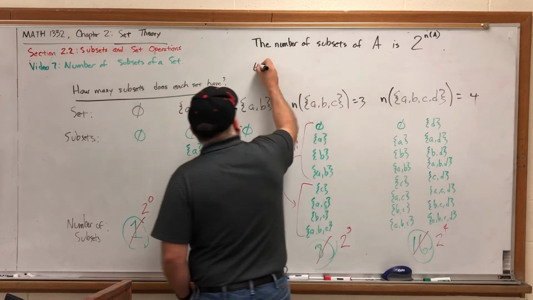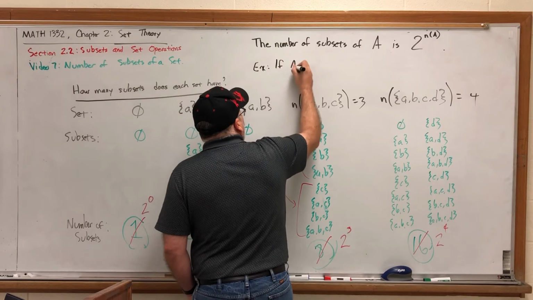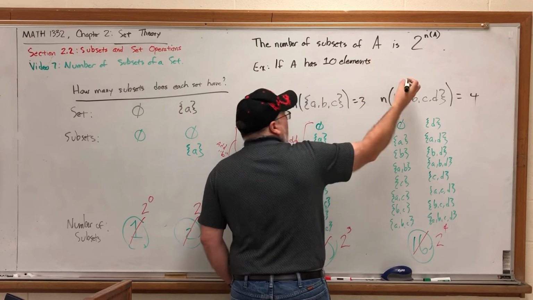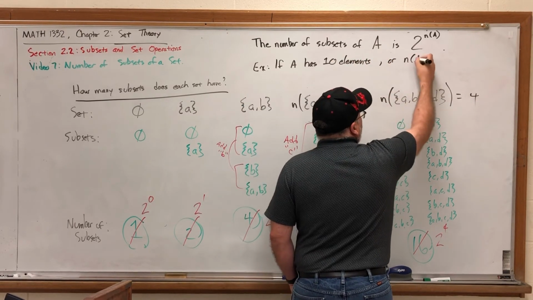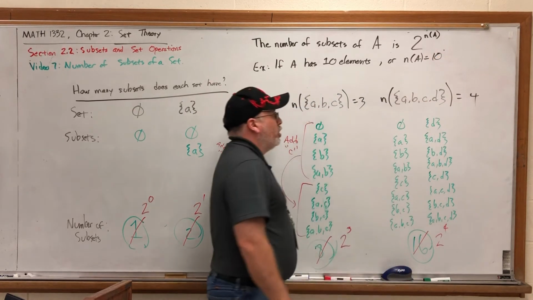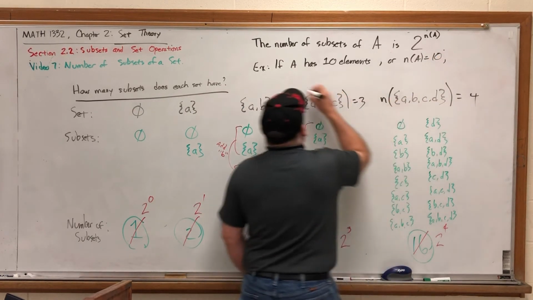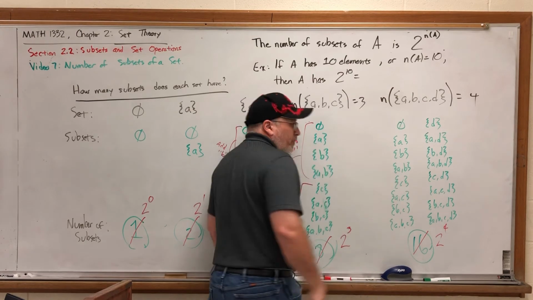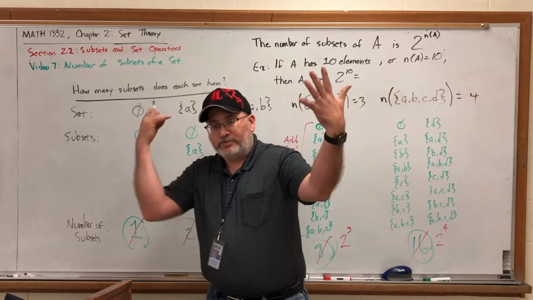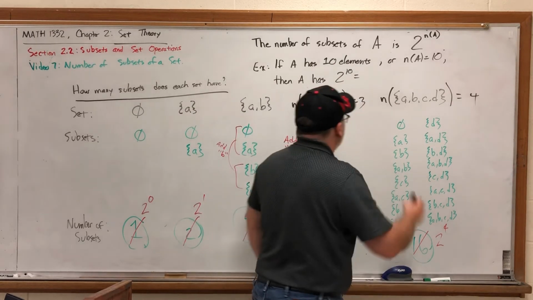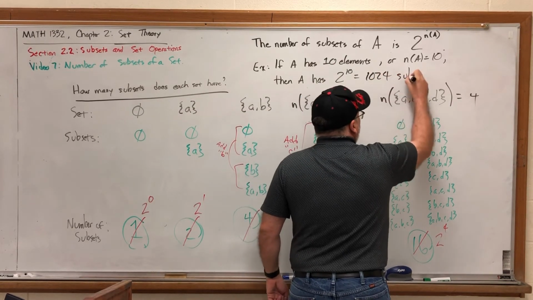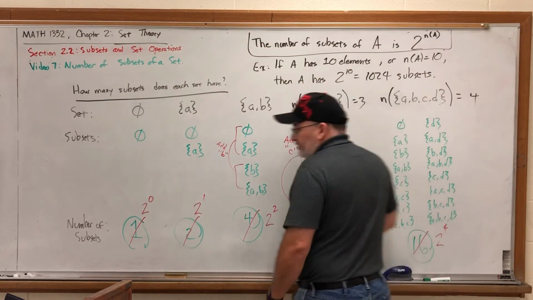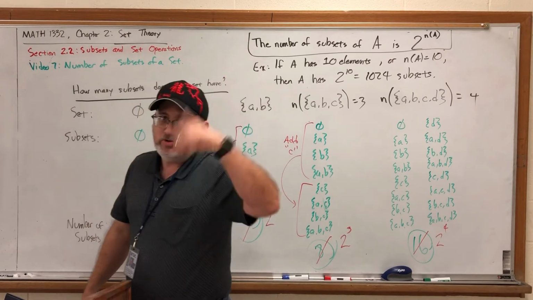So for example, if A has 10 elements, which is the same as saying n of A is equal to 10, cardinality of A is 10, then A has 2 to the 10th, and if you multiply 2 times 2 times 2 times 2 times 2 times 2 times 2 times 2 times 2 times 2, you get 1,024 subsets. And there we go. We now have a formula that says, how many subsets do you have? Count the number of elements raised to that power.